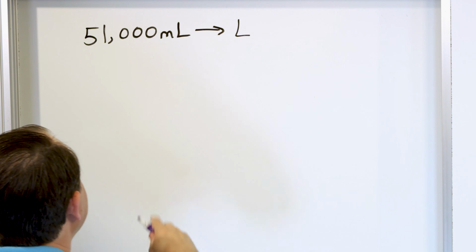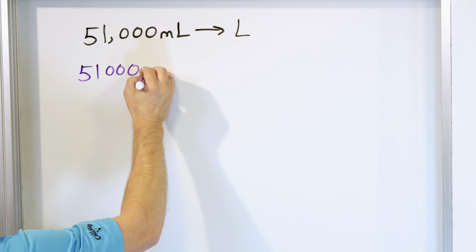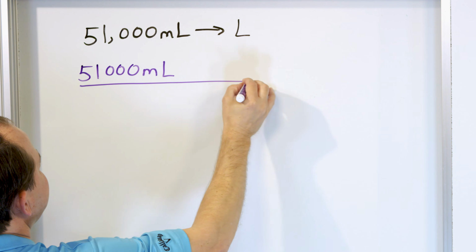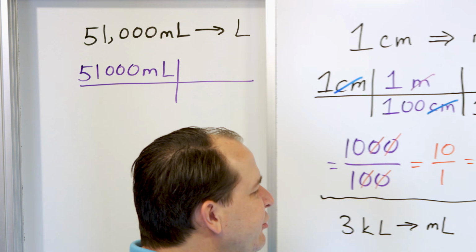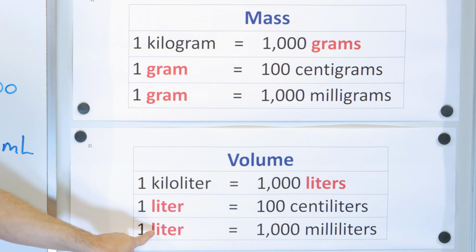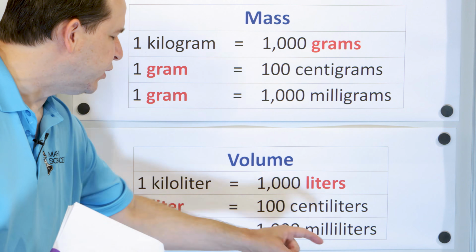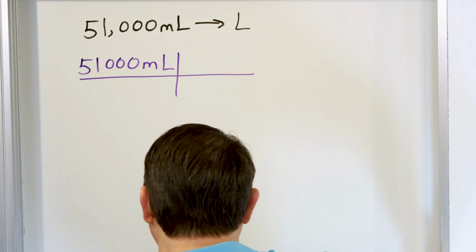Well, the first thing is we write down what we are given. We're given 51,000 milliliters, and we want to find a conversion factor that goes to liters. All right, we think there is one, so we go back and check our table, and we see that we have milliliters and liters here. 1 liter is 1,000 of these little bitty milliliters. So we know that 1 liter is 1,000 milliliters.